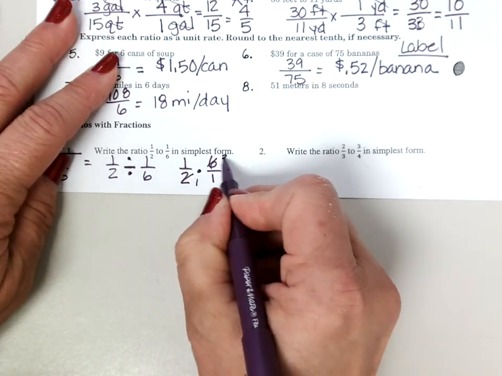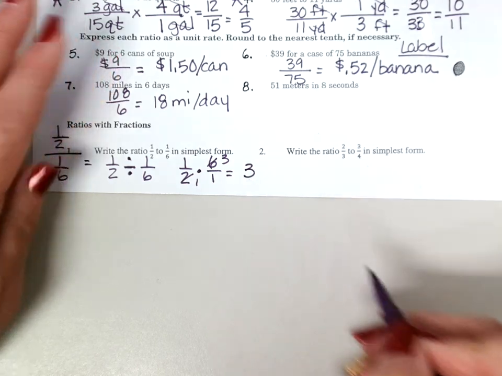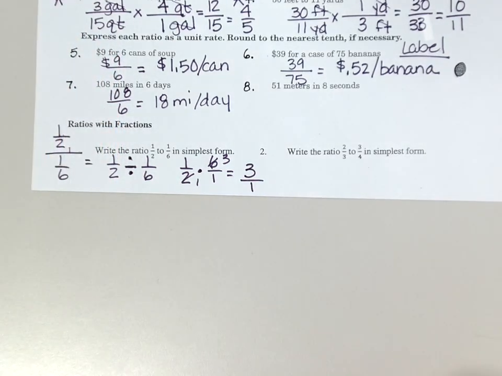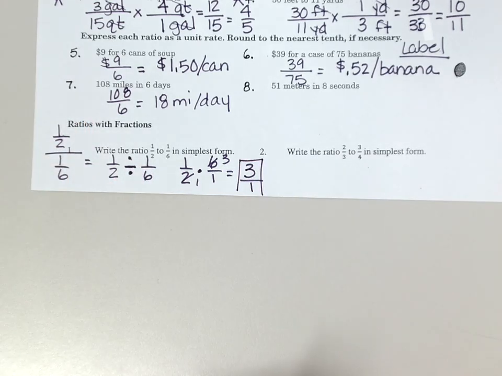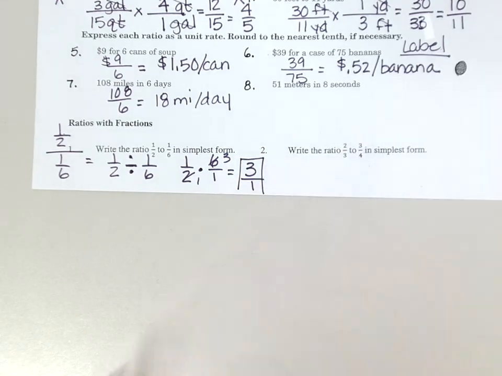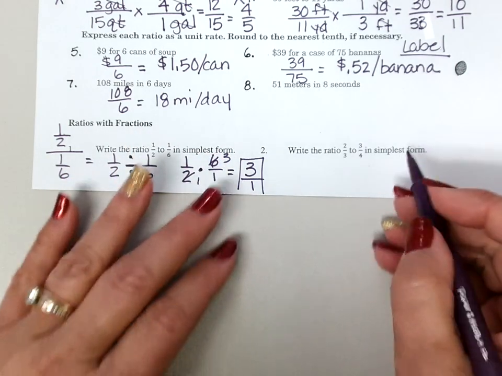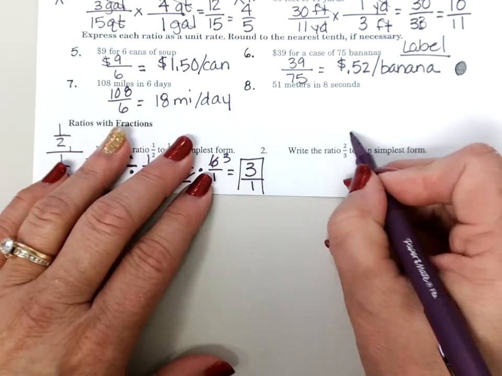And now I'm just going to cross cancel. 3, 1. Now, because it's a ratio, we leave it like this. So even if I get impropers, remember this is not a fraction. This is a ratio comparing two things. So I still need to have two numbers in my final answer. Okay, so 3 times 1, 1 times 1. This one would be 2 to 3 this way, right?